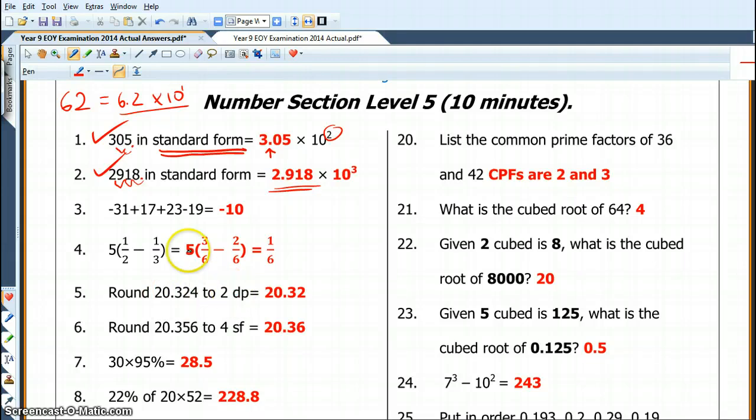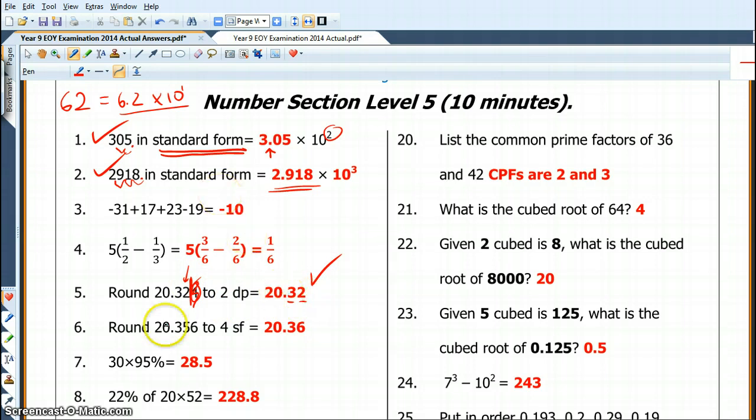Now, rounding to 2 decimal places. 2 decimal places is there. If this number is 5 or more, then this number would go up 1. That's rounding. But in this case, this is lower than 5, so you just chop it off. So that's 2 decimal places, 1, 2.